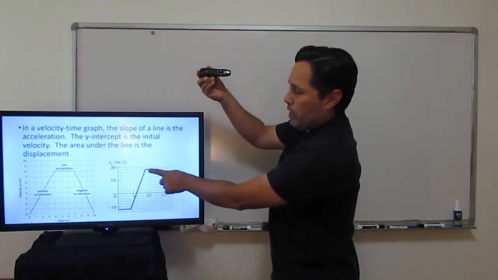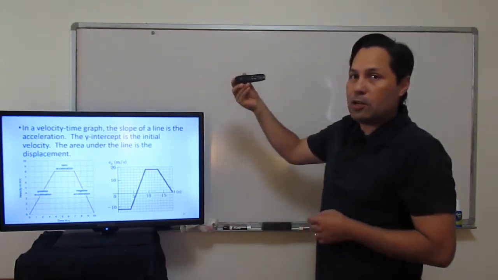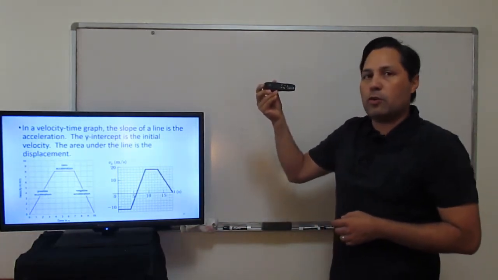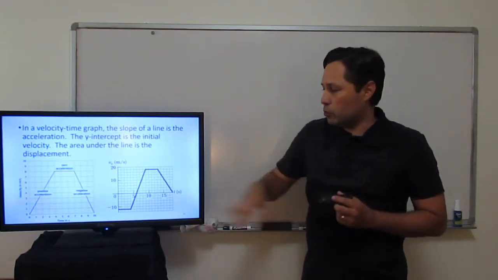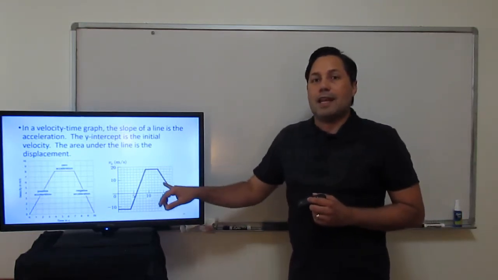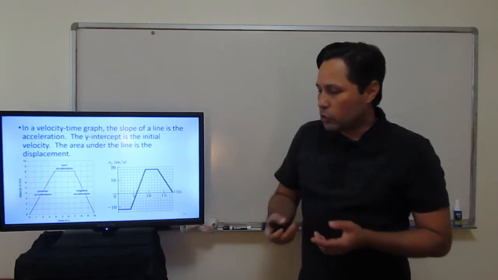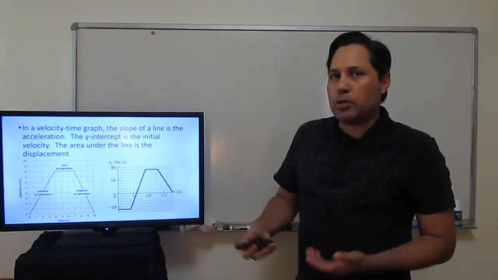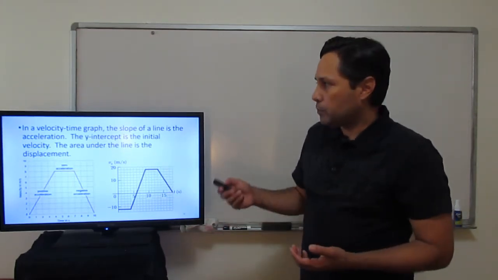That's this first part of the line. Now it's flat. It's going to maintain a constant velocity. And then finally it's going to go ahead and come to a full stop after slowing down. So it has negative acceleration there as well. So the graph can give you a pretty good indication of what the object is doing.